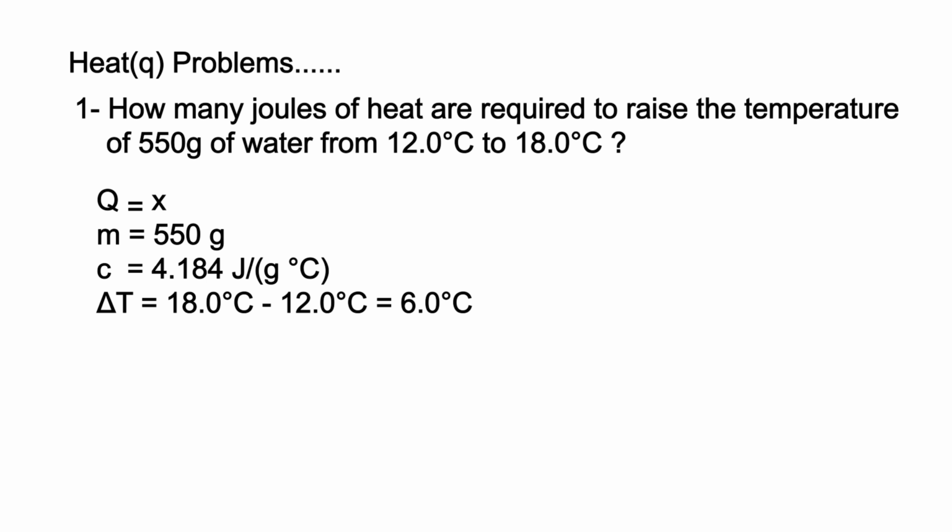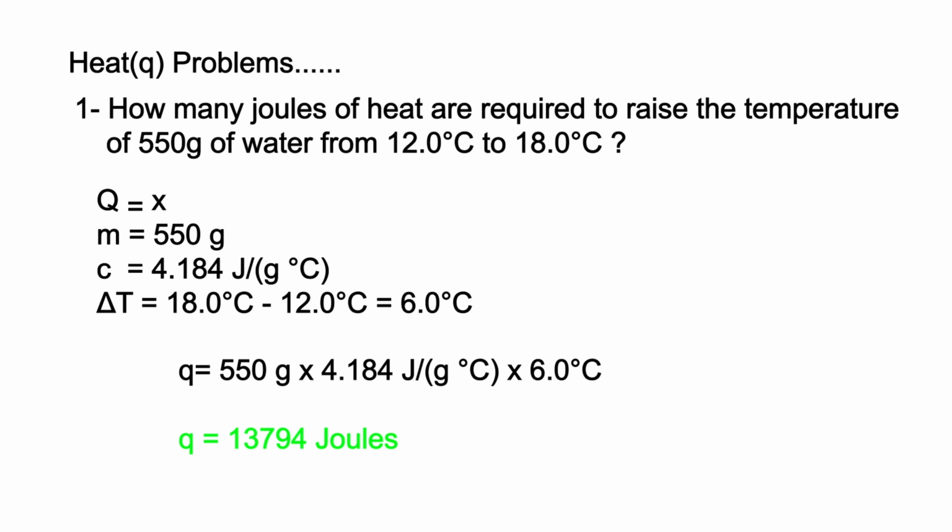How do we do the equation? We will do it like this: Q equals 550 times 4.184 joules per gram times 6.0 Celsius. And the heat will be 13,794 joules.